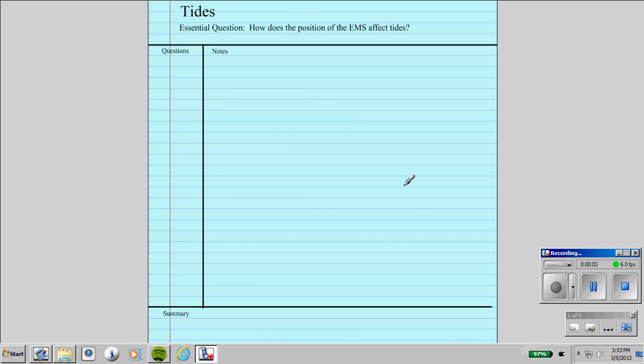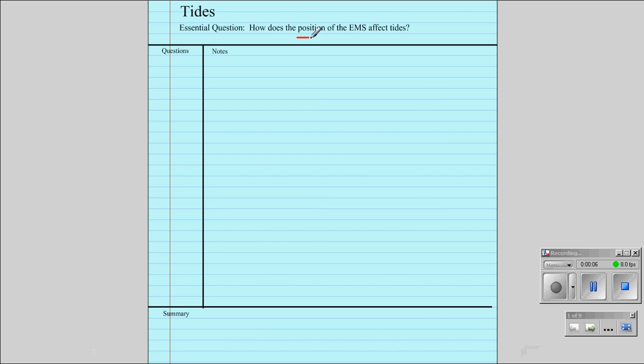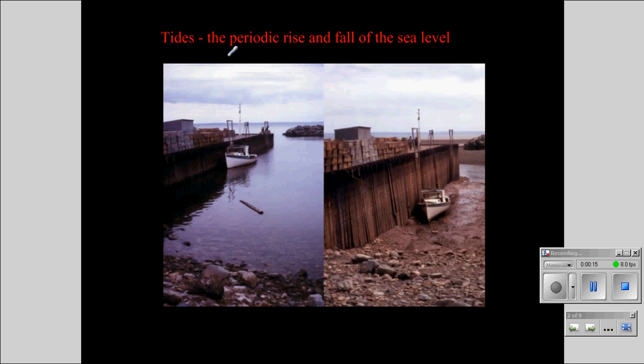Alright, this is a quick video about tides. We're focusing on the position of the Earth, Moon, and Sun, and how those three things relate to one another in causing tides. So, focusing first on tides, we're talking about the periodic rise and fall of the sea level.